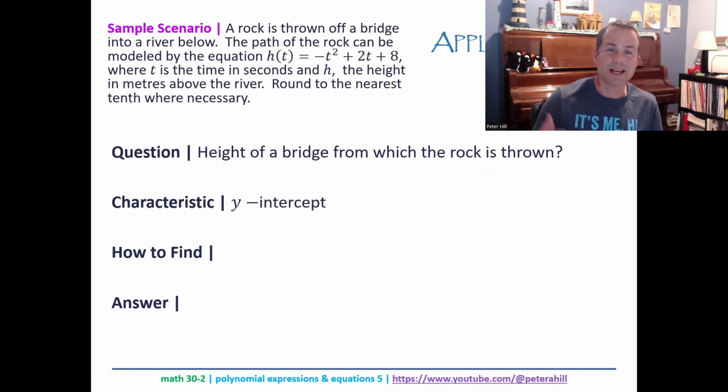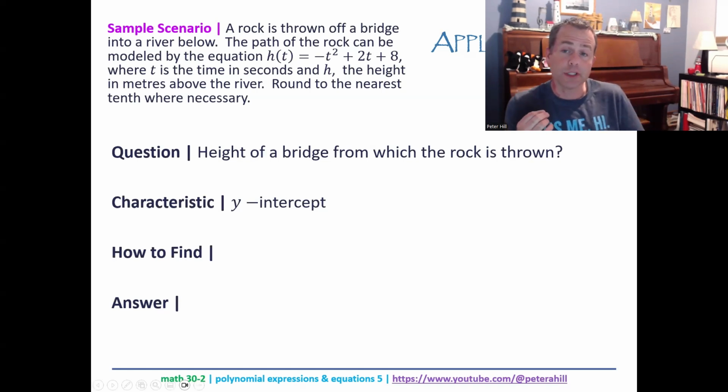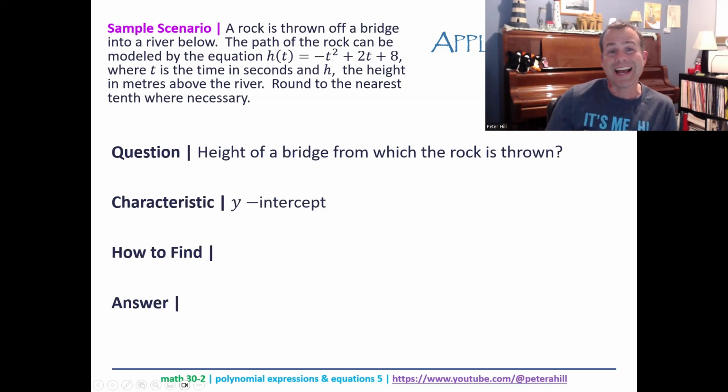First question, what is the height of the bridge from which the rock is thrown? Now, the characteristic that we're looking for there is the y-intercept. How to find it? Well, actually, I would want you to know that the y-intercept is the same as our constant term, right? We talked about that when we talked about the characteristics of polynomial functions. So our constant term, we can see right up at the top of our scenario here, the equation, our constant term is 8. So it would be 8 meters, okay?